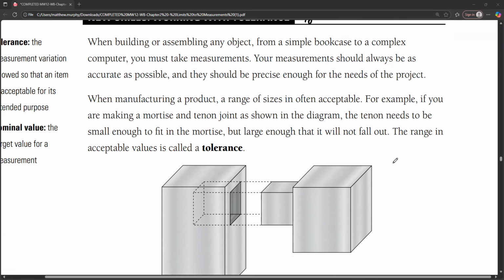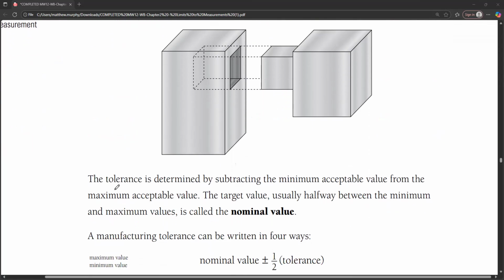For example, if you are making a mortise and tenon joint as shown in the diagram below, the tenon needs to be small enough to fit in the mortise, but large enough that it will not fall out. The range in acceptable values is called a tolerance. The tolerance is determined by subtracting the minimum acceptable value from the maximum value. And the target value, usually halfway between the minimum and maximum, is called the nominal.